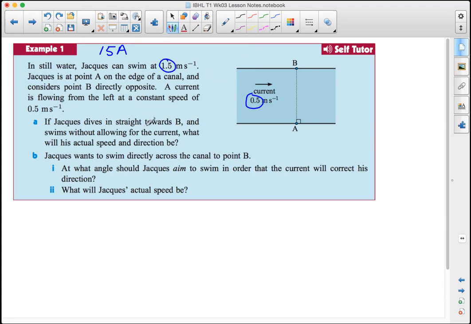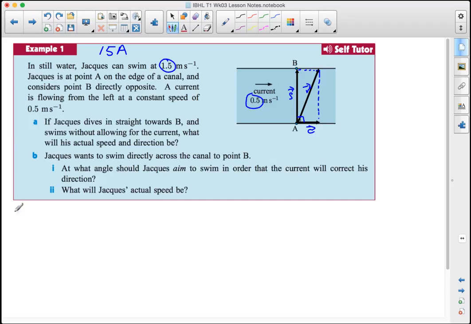Now if Jacques dives in straight towards B and swims without allowing for the current, what will his actual speed and direction be? So Jacques is going to swim straight in and straight to the other side there. The current, which is C, is that way. So the resulting vector is going to be there. You just basically complete the parallelogram, which in this case is a rectangle. And here's the right angle. So this is S for Jacques swimming. This is C for the current. And that vector there is R for the resulting direction and speed.